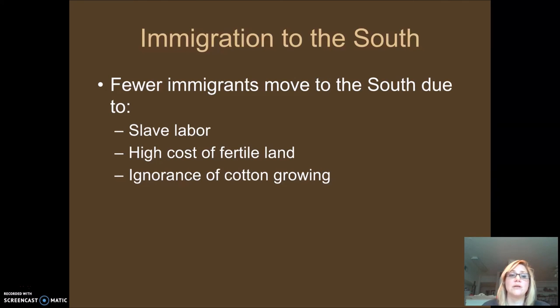They couldn't buy land. The land was too expensive because of that overextension of credit, because of that over-speculation. It actually led to an inflation of land prices. And quite frankly, they were ignorant of cotton growing. We're talking about the Irish, we're talking about the Germans. Cotton is not grown there. The climate and the soil are not correct for cotton growing. So they really have no knowledge of cotton growing, so they go places where they're a little more familiar with what's going on.